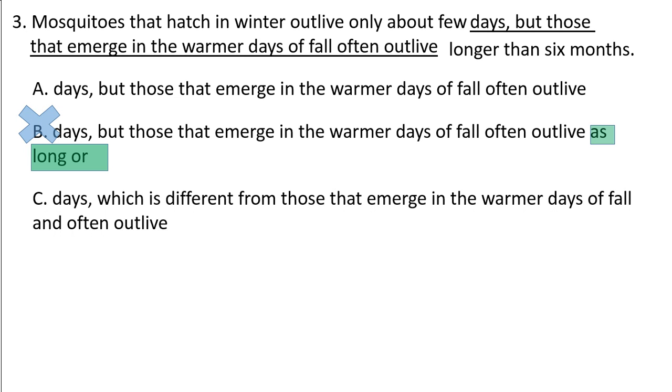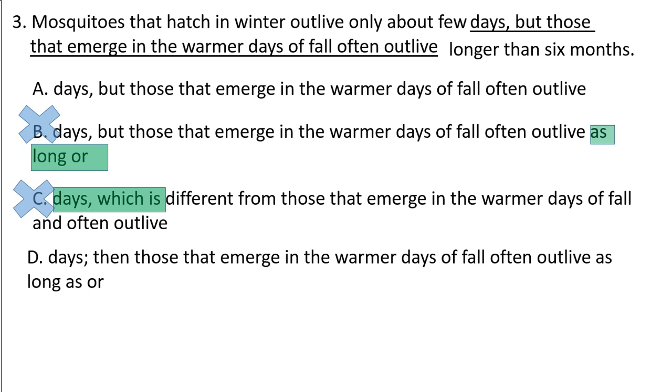Now we will talk about C. Days which is different from those that emerge in the warmer days of fall and often outlive longer than 6 months. Look here, "days" is different from, so the meaning is also changed. "Days are different from those that emerge in the warmer..." Mosquitoes should be the correct word, because here the mosquito is emerging in warmer days, but here the days are emerging in the warmer days, so the meaning is incorrect. We can eliminate C.